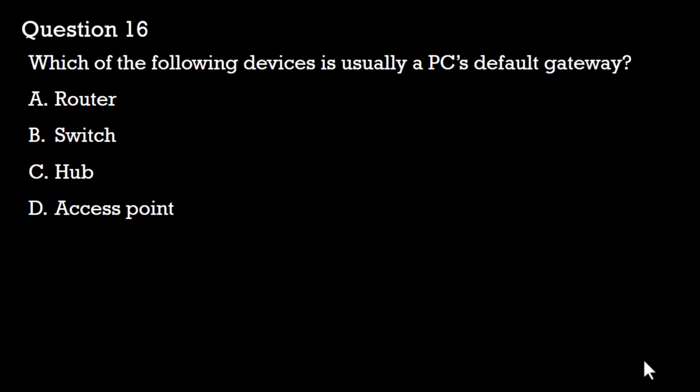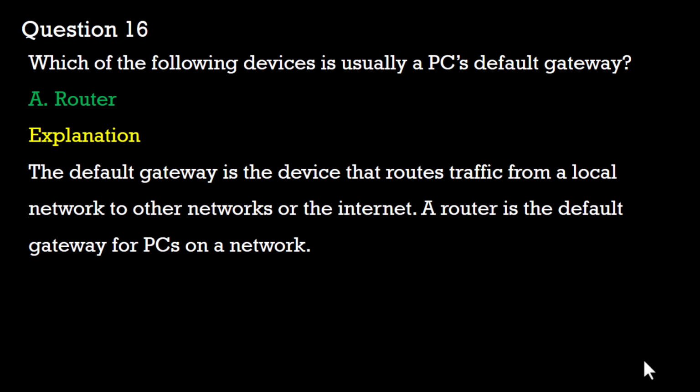Question 16. Which of the following devices is usually a PC's default gateway? A. Router. B. Switch. C. Hub. D. Access points. For this, we'll be going with option A.